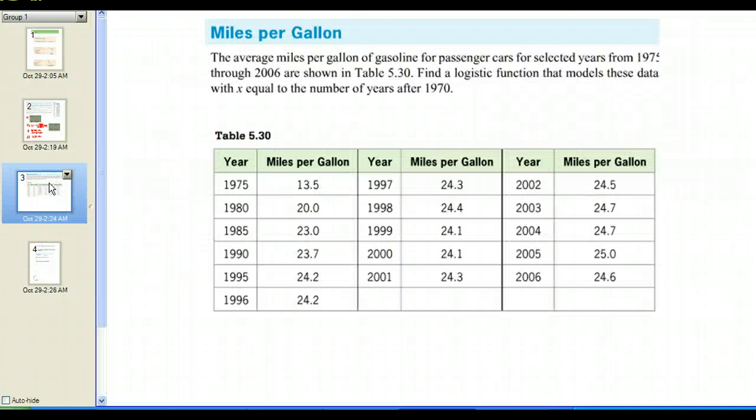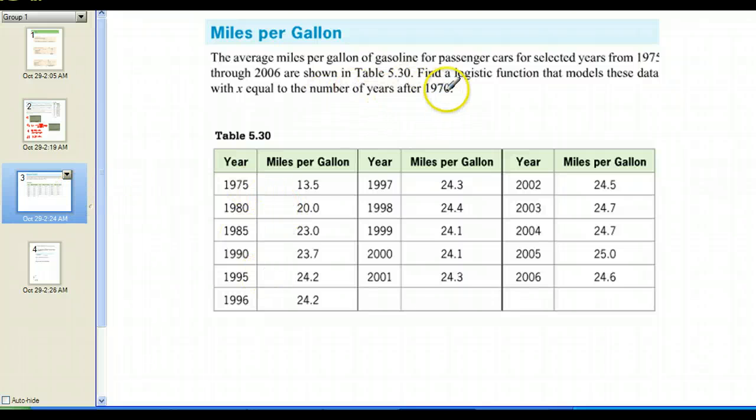Alright, another data set. This one giving us average miles per gallon of gasoline for passenger cars from 1975 to 2006. We want to find the logistic function that models these data. Alright, so again, just practicing going through the calculator and doing this. So put all this in.